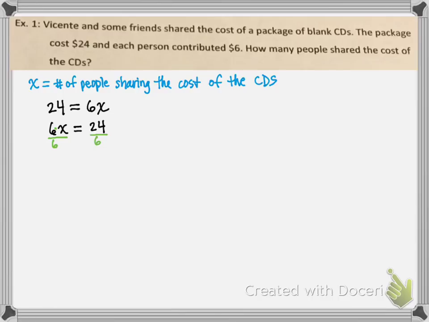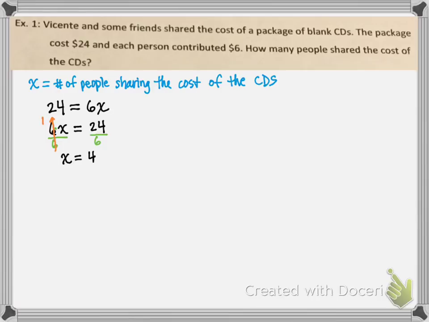Why are we doing this? Because we want my reciprocals, 6 and 1/6. When I do that math, I get 1. 1 times x equals x. And then on the other side, 24 divided by 6 equals 4.